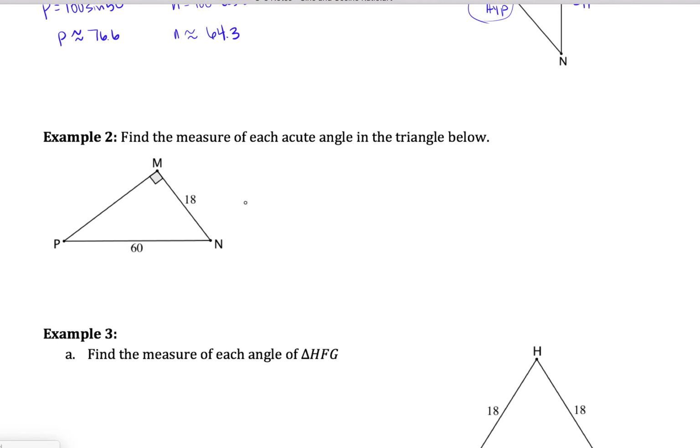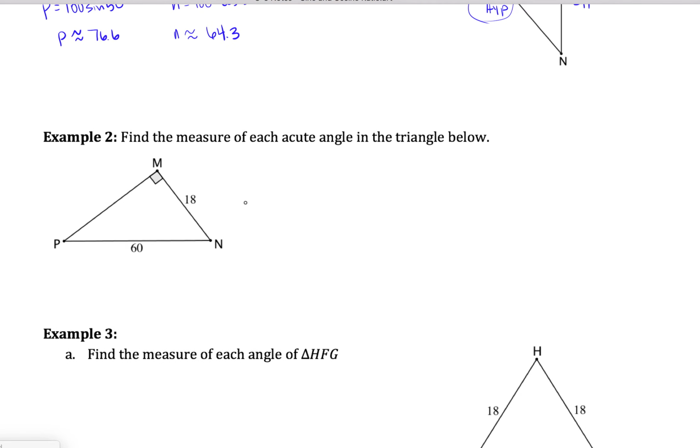So in this case, if I fill in the parts that I know, it'll tell me that the sine of angle P is equal to 18 over 60. And like we just talked about a few minutes ago, if I know what the sine ratio of P is equal to, I can use the sine inverse function, and I can use this ratio right here.